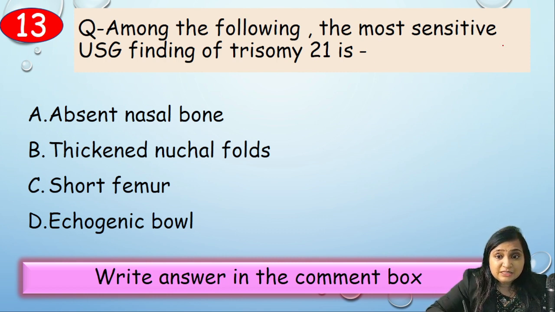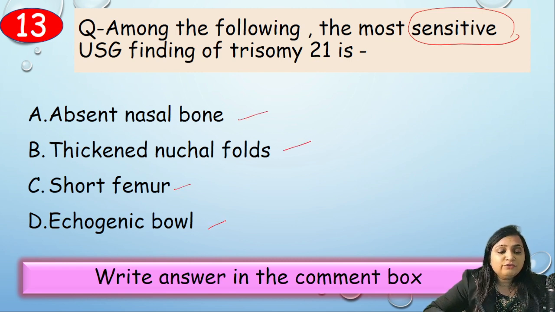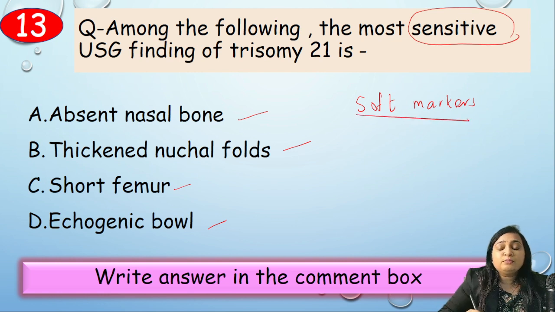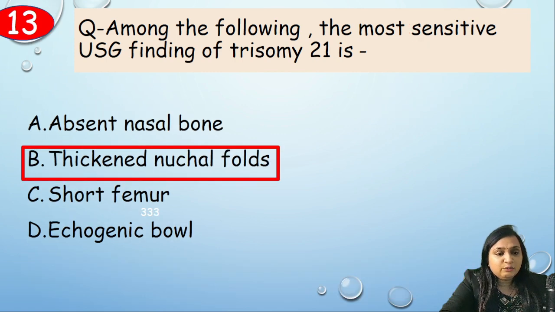The next question is, among the following, the most sensitive USG finding of trisomy 21 is. Please take a note of this word, the most sensitive. Absent nasal bone, thickened nuchal fold, short femur and echogenic bowel. The rest are all soft markers of Down syndrome, which could not point towards the most sensitive marker. The most sensitive marker is thickened nuchal fold on USG between 11 to 14 weeks.